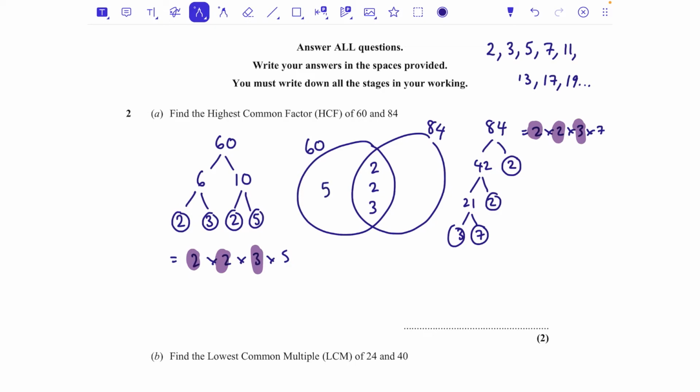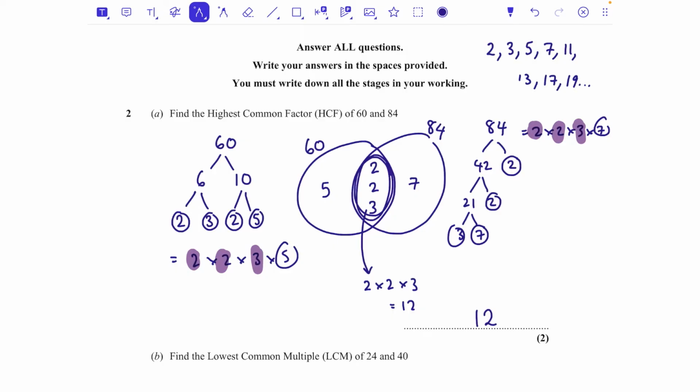I've got a 5 left over out here for 60, and I've got a 7 left over out here for 84. The highest common factor is the part that fits into both. So we want to multiply all of these numbers together in the middle. 2 times 2 times 3, and that is 12. So 12 is the biggest number that is a factor of 60 and 84. Now you might think, well, that's a lot of work. But that method will always work no matter how big the numbers are. So it's a really good method to know.